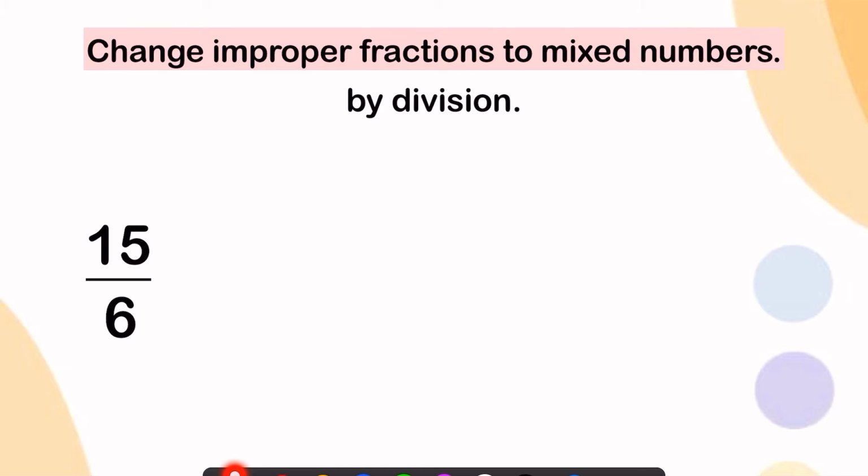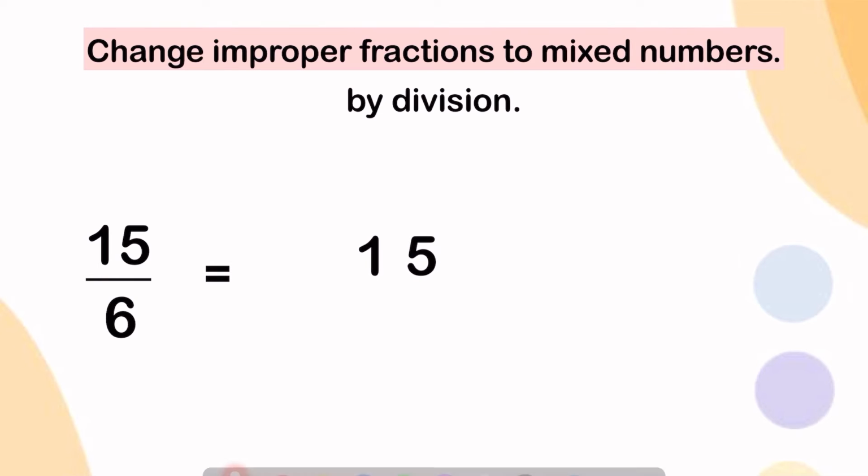And now, I want you to change an improper fraction to a mixed number. You can do it by division. We have 15 over 6, which is an improper fraction, right? An improper fraction is when, remember, the numerator is greater than or equal to the denominator. So we call it an improper fraction.